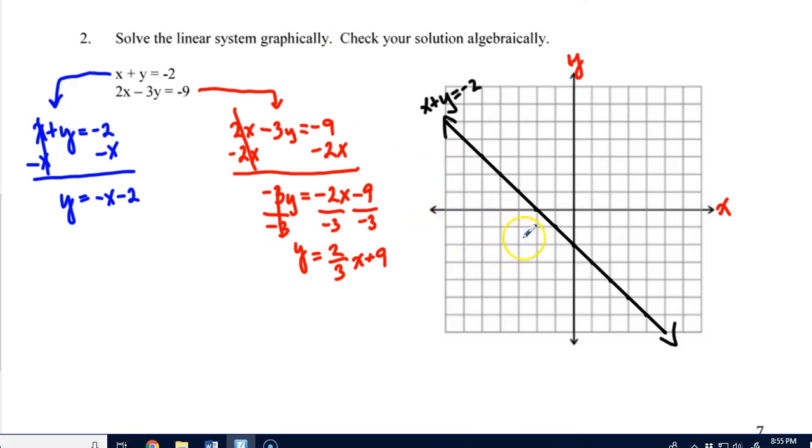And now the other graph. I realize I made a mistake. I didn't have any space to plot the 9. I realized I didn't divide very well here. -9 divided by -3. I got to fix that. All right, so let's clean that up.